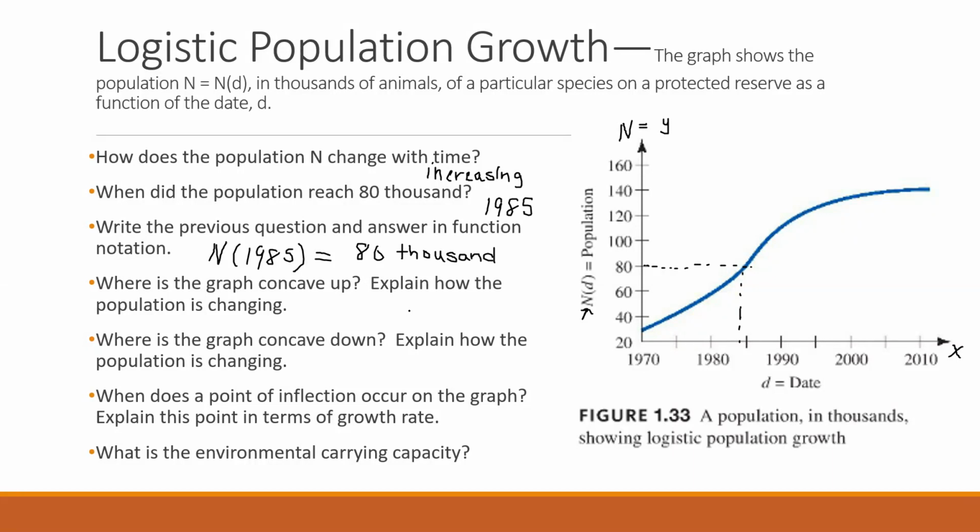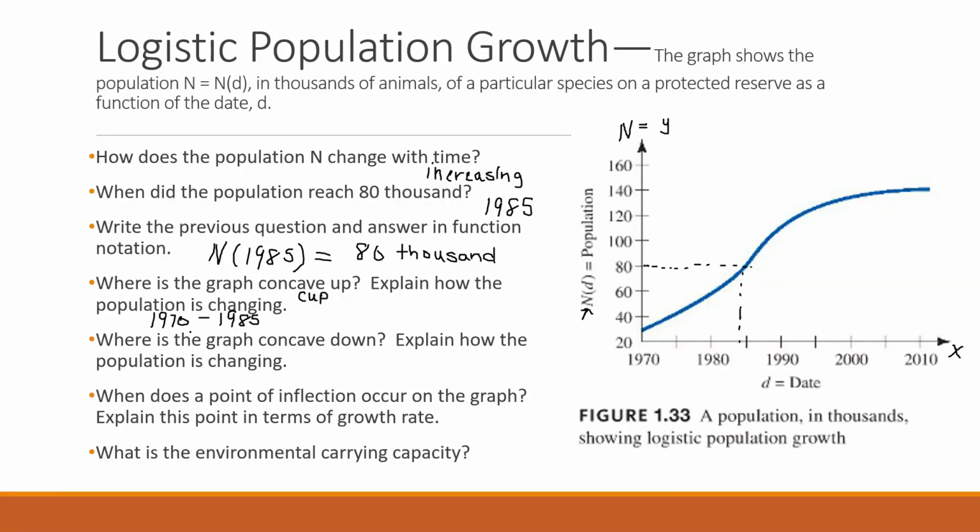Next thing we're asked is, where is the graph concave up? So here we have to think to what our word means, and concave up would have a cup shape. And it's not a real distinct cup shape, but a little bit of that curvature creating a cup. And I would say that is from 1970 up to 1985. So 1970 through 1985, the curvature there creates a bit of a cup shape.